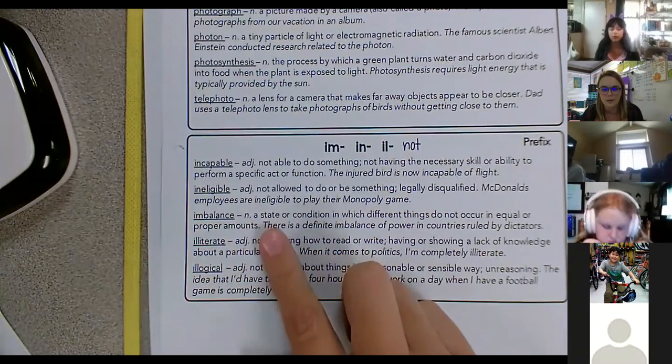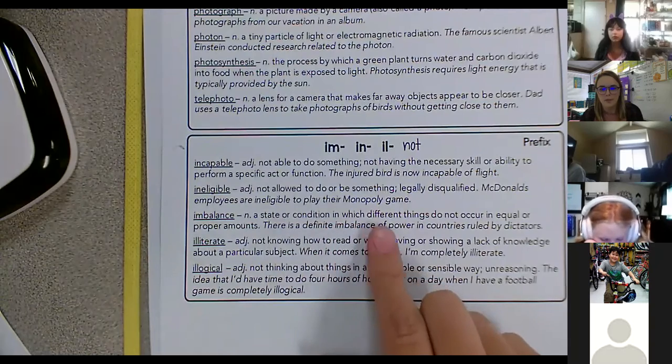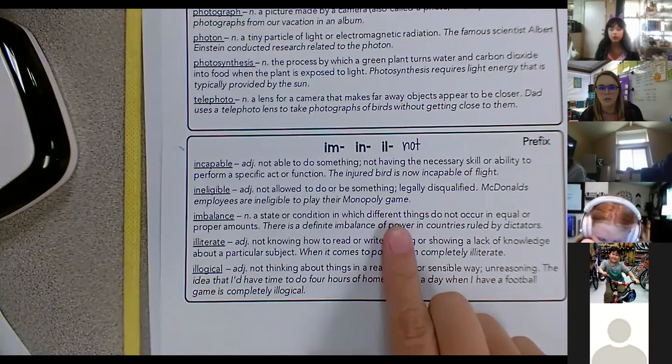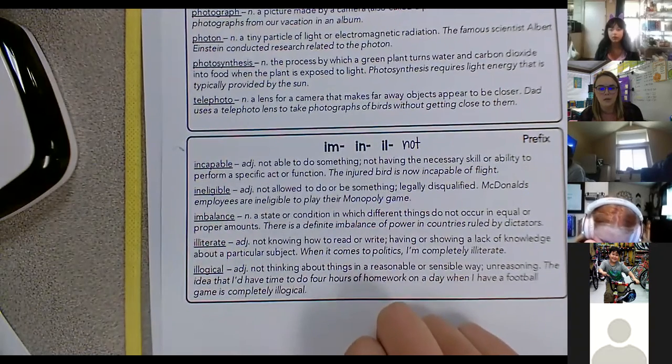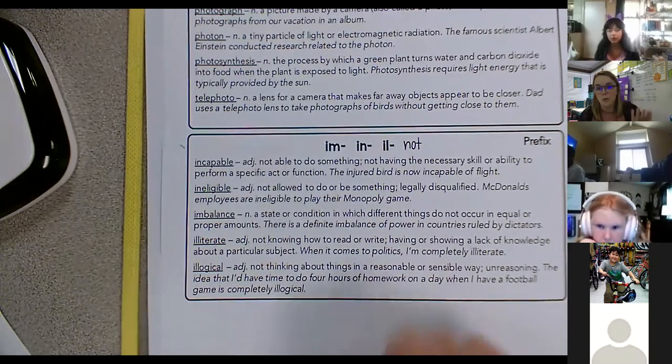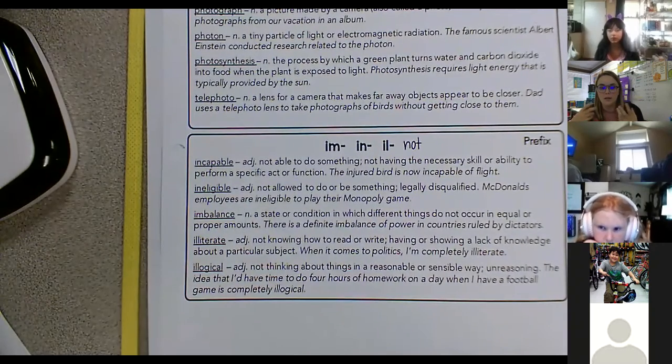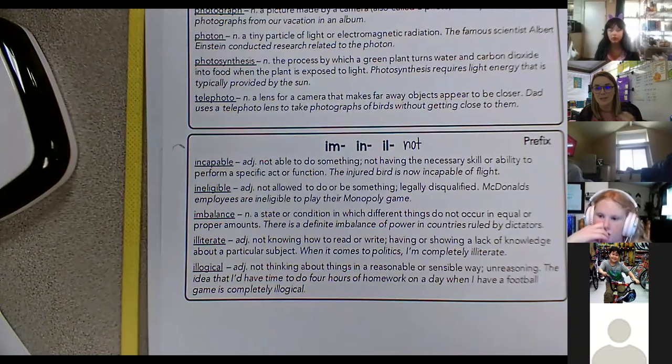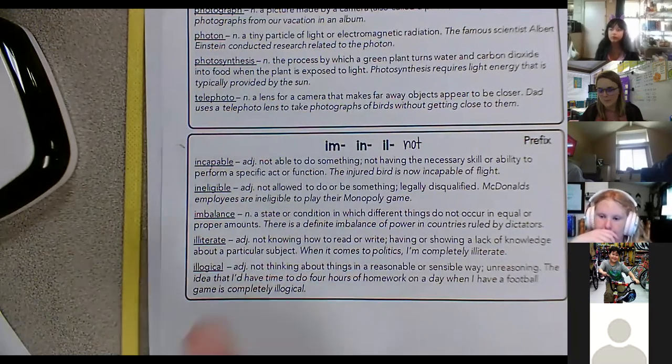Imbalance is a state or condition in which different things do not occur in equal or proper amounts. So like an imbalance of power, or if there are more boys than girls in a class, we may see that there is an imbalance of boys and girls because there's more of one than the other. If you go to the pound and there are more cats than there are dogs, they may say that there's an imbalance of cats and dogs.